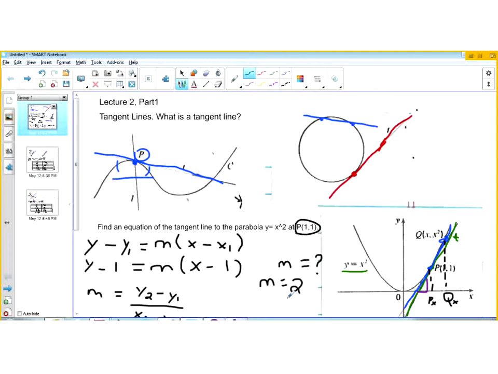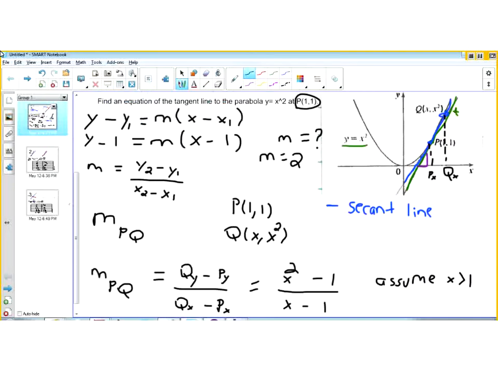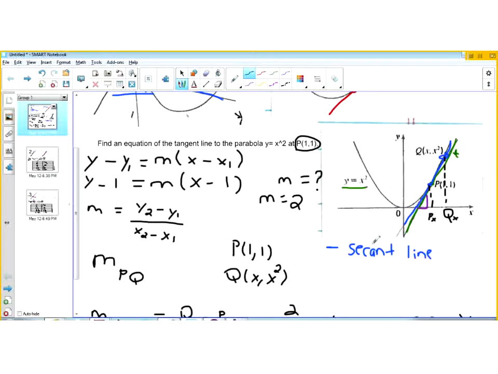from the tabular approach. Now notice that we had to create two tables. We had to create a table for the right side and a table for the left side. And we had to show that the limits from both sides of P were the same. Now if the limits happen to be different, then m is not discoverable. m doesn't exist, and there is no equation of a tangent line. So we have to make sure that we use those two tables, from the left and from the right.